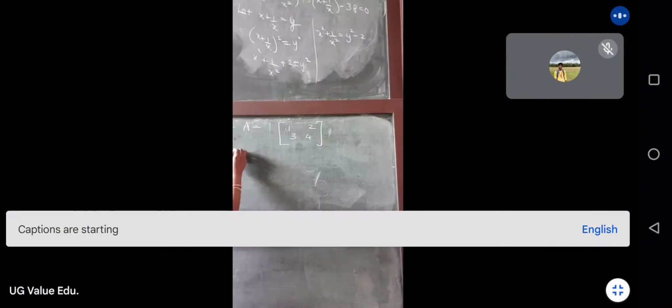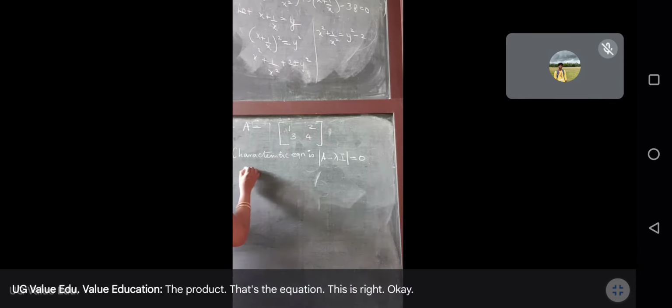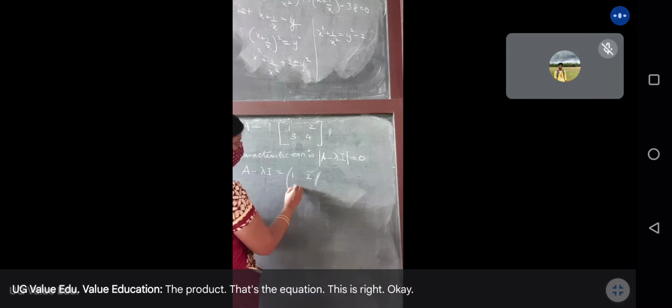So let's write the characteristic equation. It is the determinant of A minus lambda I equal to zero. Okay? Ready? A minus lambda I. This is the matrix: 1, 2, 3, 4 minus lambda times the identity matrix 1, 0, 0, 1. Okay? Right. So let us write this matrix now.